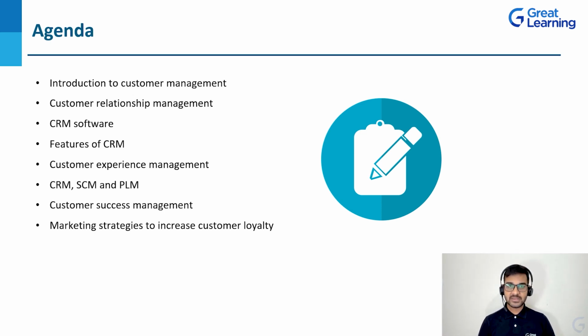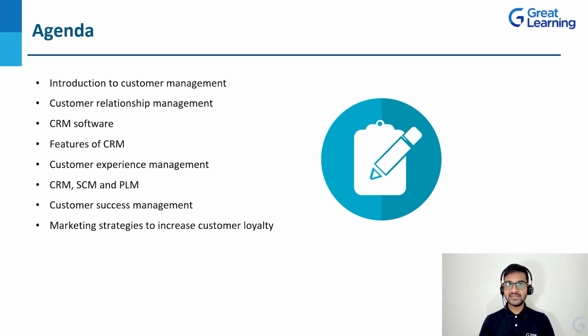Then customer experience management, which is also known as CEM. We'll also see how CEM is different from CRM. We'll also be understanding the different types of CRM. Then CRM, SCM, and PLM. That simply means customer relationship management and how it is related to supply chain management, that is SCM, and PLM, that is product life cycle management.